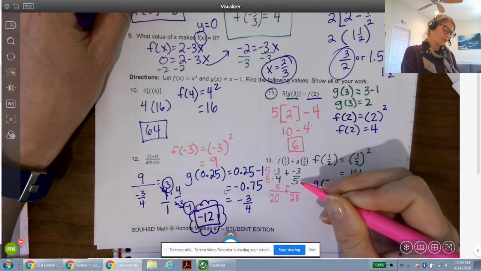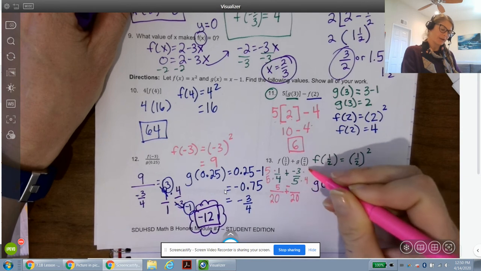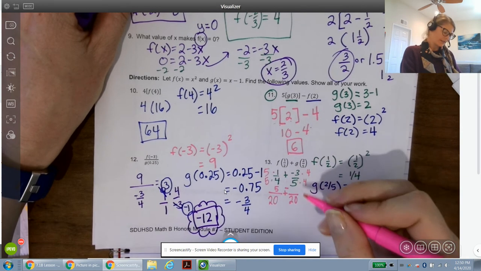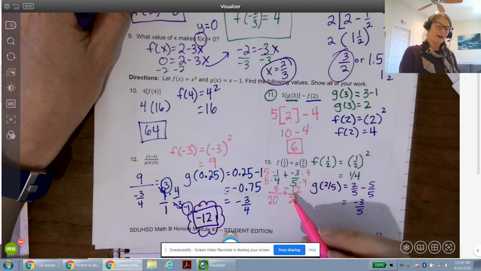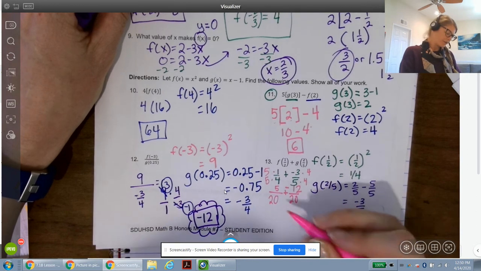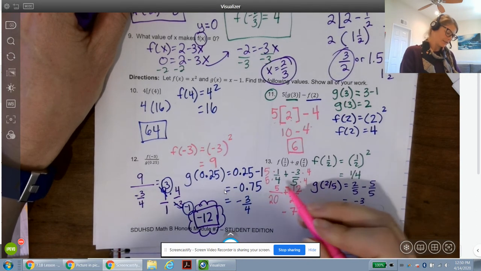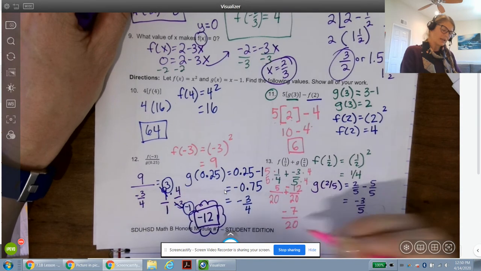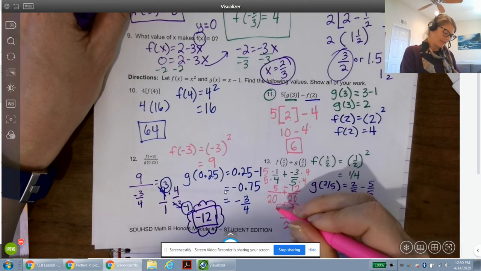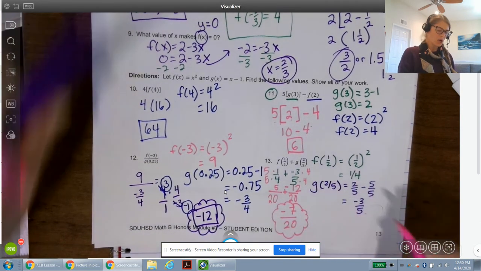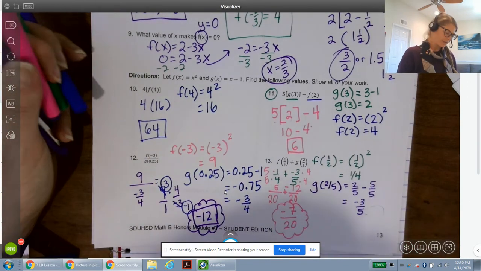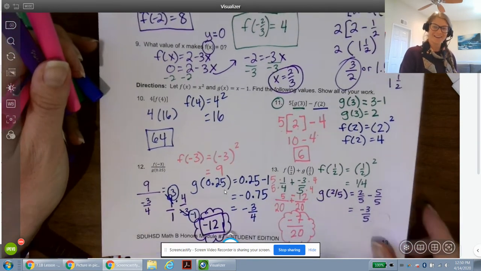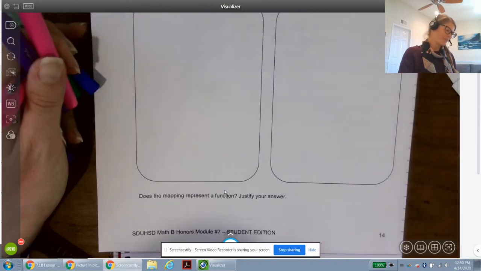5/20 plus negative, you multiplied 5 by 4 to get to 20, so -3 by 4 to get to -12. 5 plus -12 gets you -7 over 20. Is that in simplest form? Yes, because 7 is a prime number, only factors of 1 and itself. So that's our answer there. Cool, let's get on to our last page.